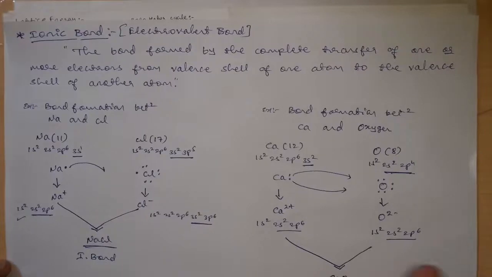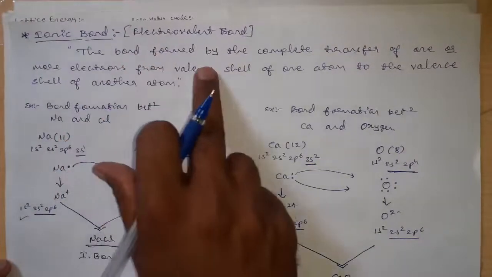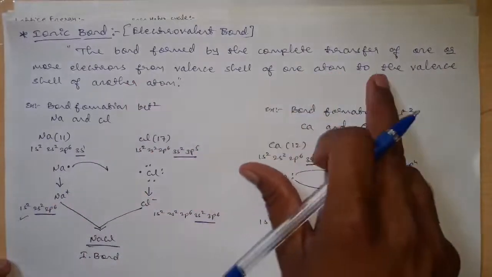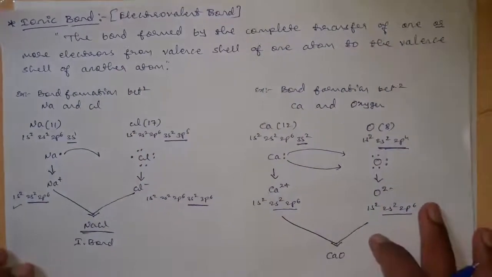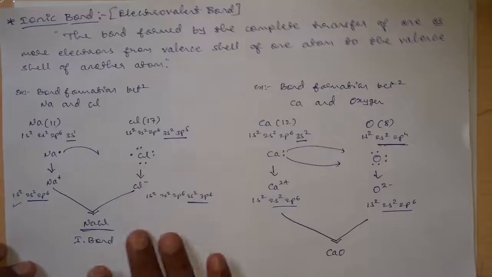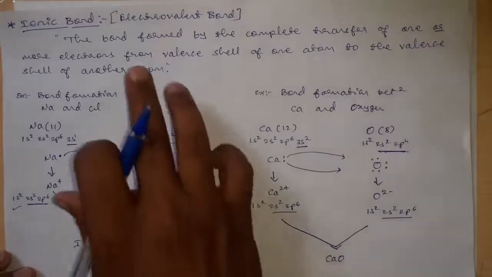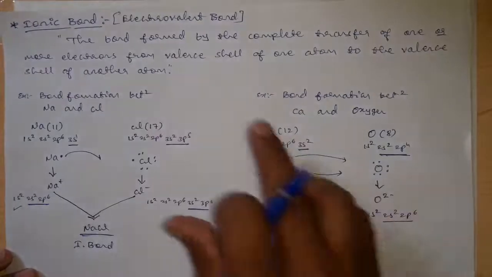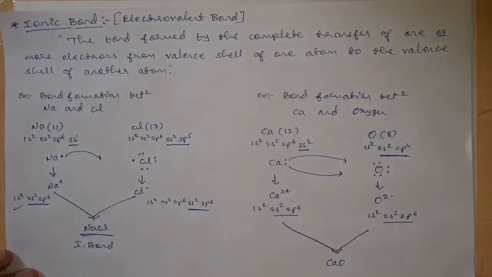Dear students, ionic bond means the bond formed by the complete transfer of 1 or more electrons from the valence shell of one atom to the valence shell of another atom. From these 2 examples, we can clearly understand the meaning of ionic bond, and this ionic bond is also called as what? Electrovalent bond. Okay.